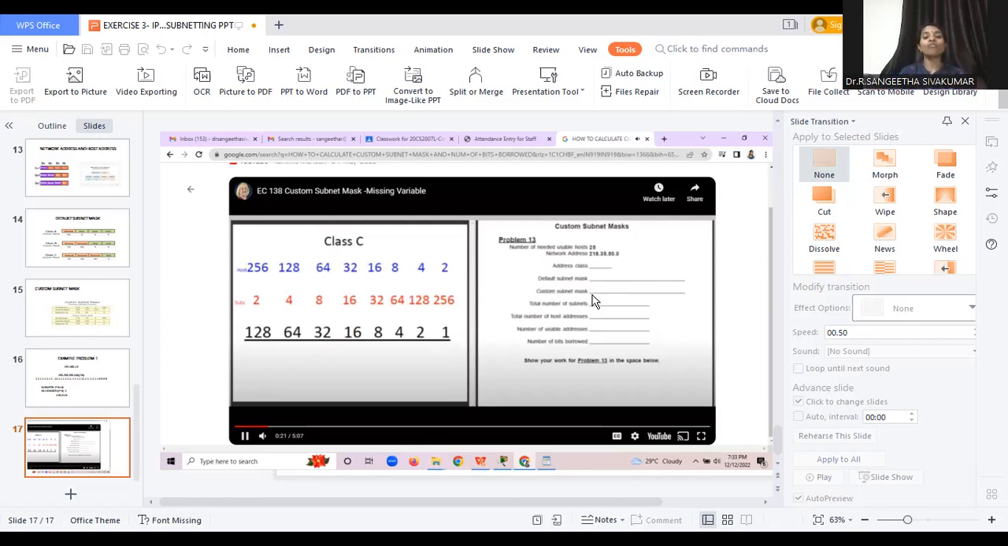So this is how we calculate the default subnet mask, the custom subnet mask, the total number of subnets, the total number of host addresses, the number of usable addresses, and the number of bits borrowed for the given IP address and for the given number of usable hosts, that is 25. So this is how we come to know about the subnet mask and IP addressing.